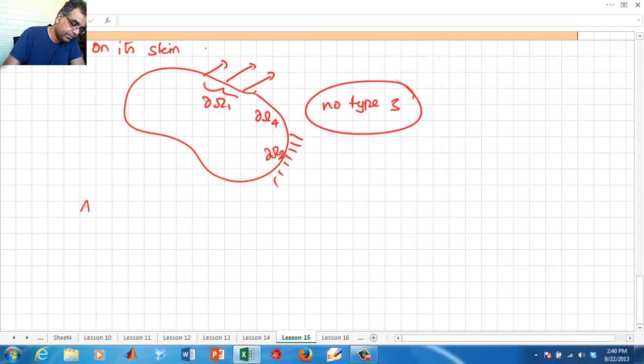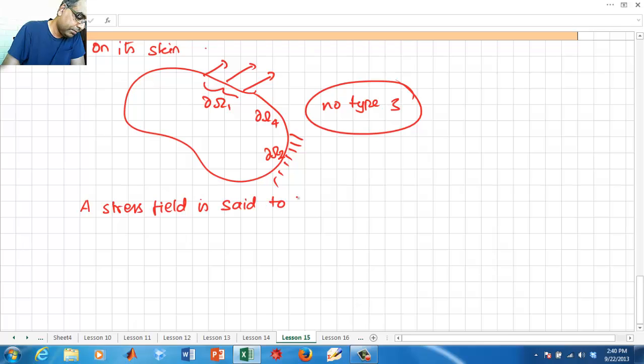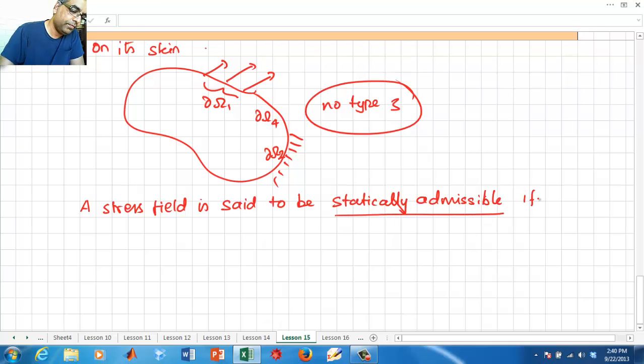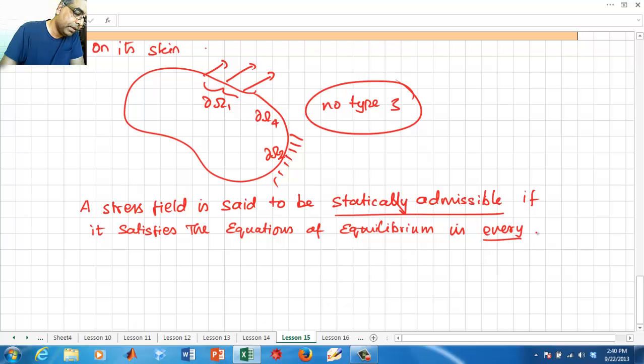a stress field is said to be statically admissible if it satisfies the equations of equilibrium in every part of the body.